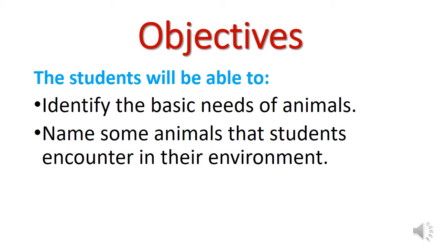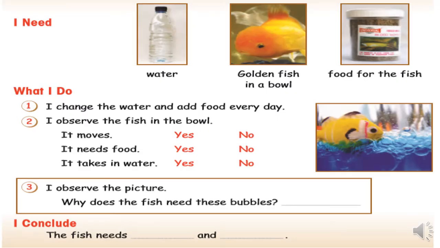Here we have to identify the basic needs of animals. You have to name some animals that are found inside your environment or next to you, around us. Start first in your book, page 90. We have to observe this experiment.